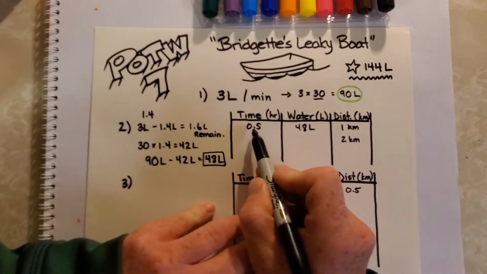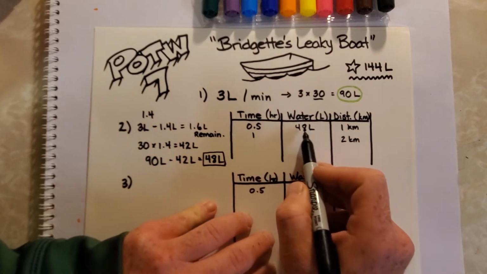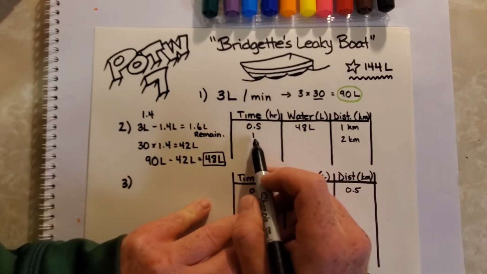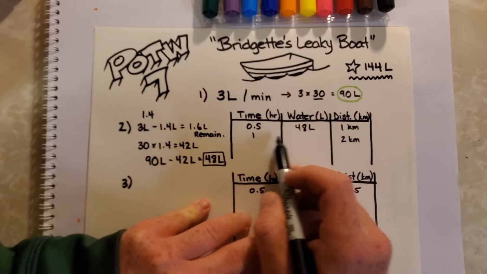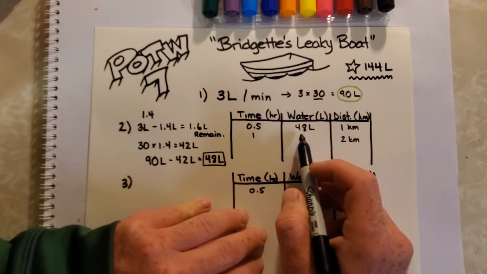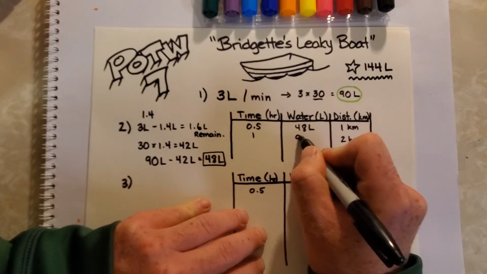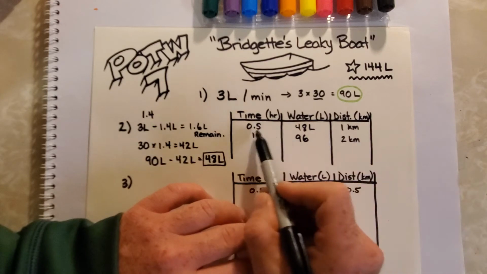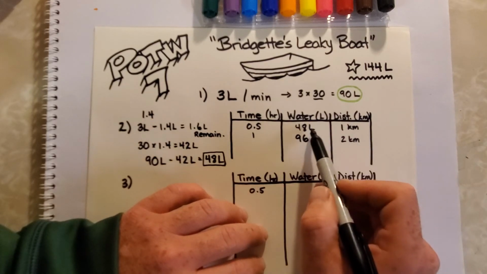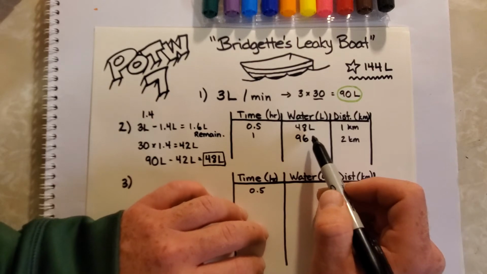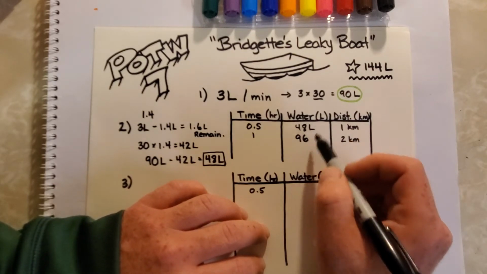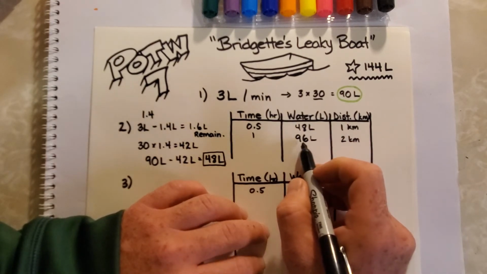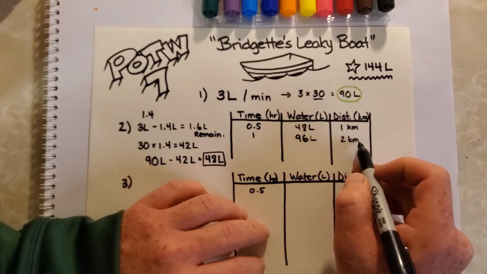So, at a half hour, there's still 48 liters remaining in her boat, and she's traveled 1 kilometer, okay? After 1 hour, we're just going to add another 48 to what we have, and that equals 96. The reason we add another 48 is because we're using the information from the first line in our table, and knowing that every half an hour, there's 48 liters of water coming into the boat. So after 1 hour, there's now 96 liters of water in the boat, and she's traveled now 2 kilometers.